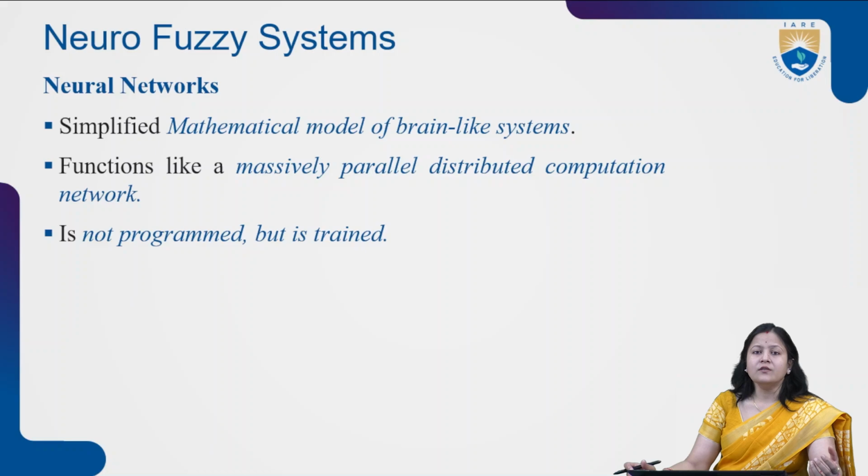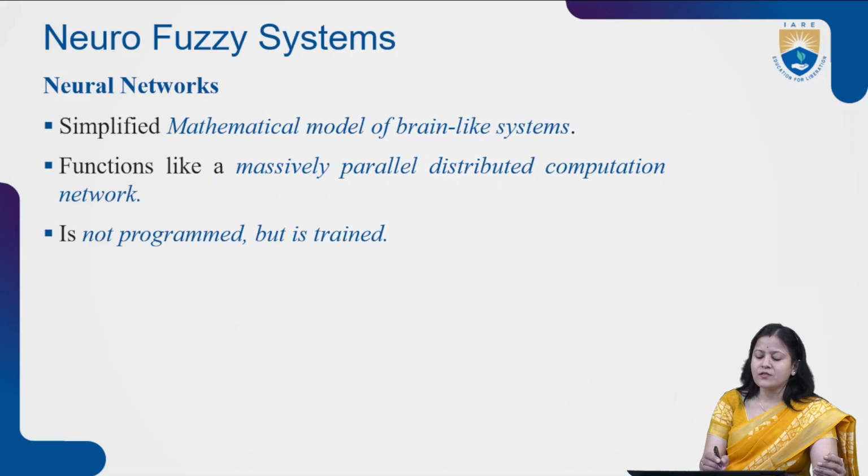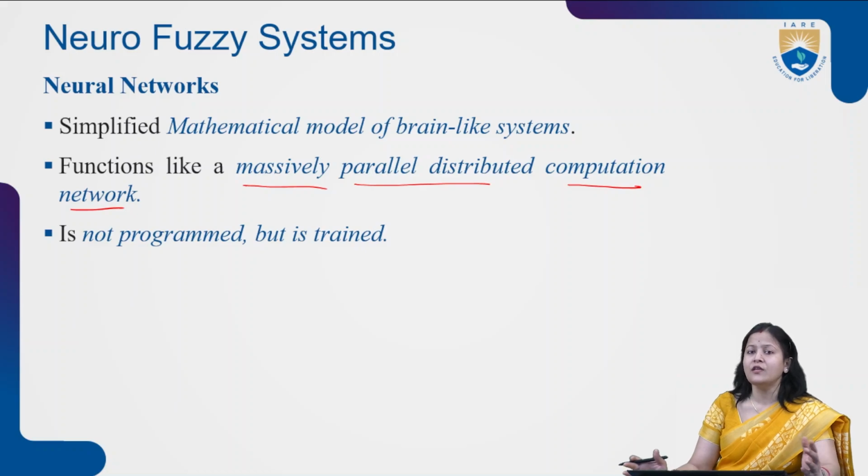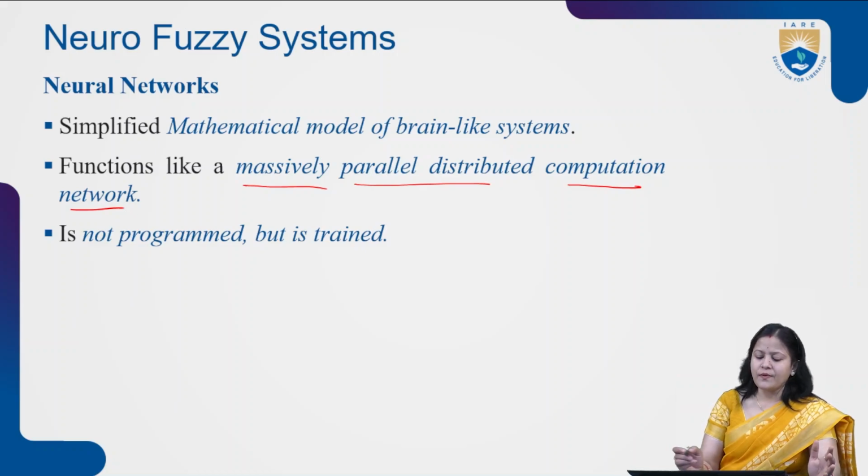Then come to neural network. So neural network is a simplified mathematical model of a brain-like system. It functions like a massively parallel distributed computation network. Why is it called a massively parallel distributed computation network? First of all, the neurons which are present in our human brain are huge in number. It is uncountable, billions of neurons are there in our human brain. Same thing, an artificial neural network consists of various neurons which are connected with each other. All are connected. That is why it is called a massive computational network.